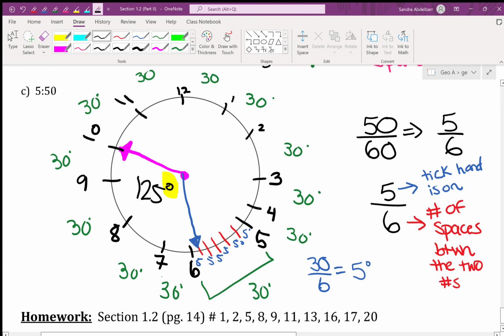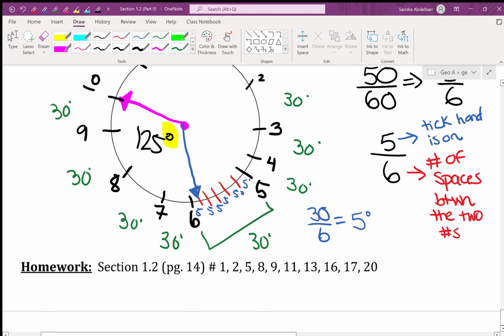Sam, what's your question? Is the minute hand always going to be on a perfect hour? Yes. So when we're drawing these diagrams on the test tomorrow, do we have to draw out every single 30 degrees, or are you just doing this? I'm just doing it to show you. You just need to draw what you need to solve the problem.